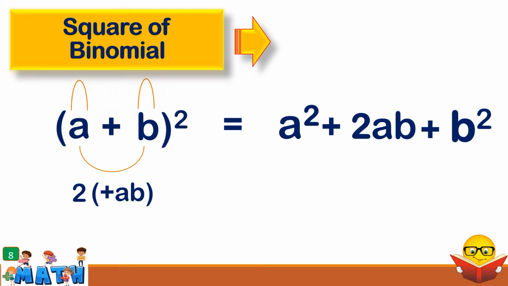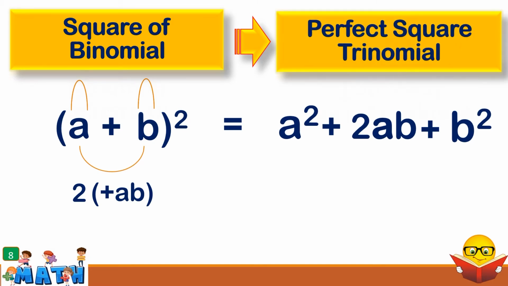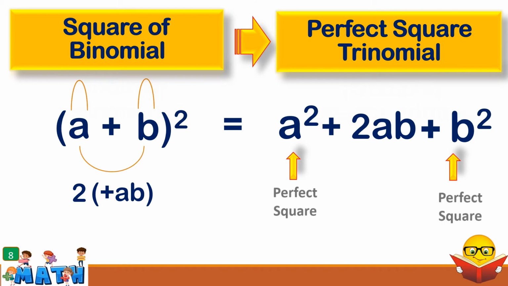So we have a squared plus 2ab plus b squared, which is a perfect square trinomial. The first and last terms are perfect squares, and the middle term is twice the product of the first and the last terms.